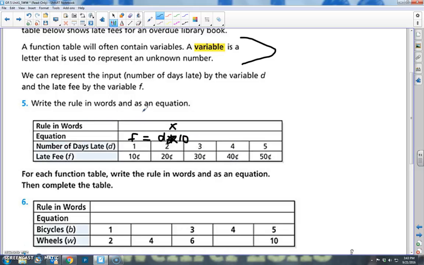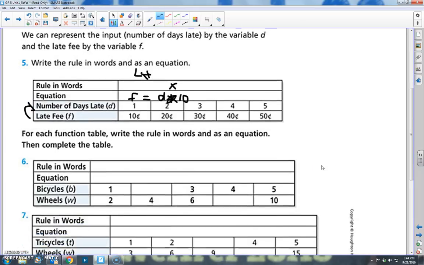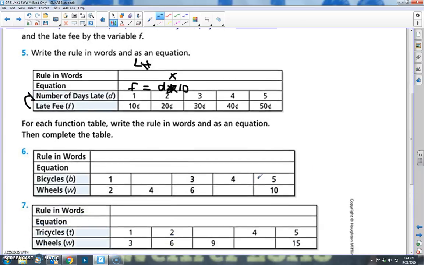The rule in words, you'd have late fee. Just trust me, I'm not going to spell this. Ready? Late fee equals number of days late times 10. Okay? Let's try another one.